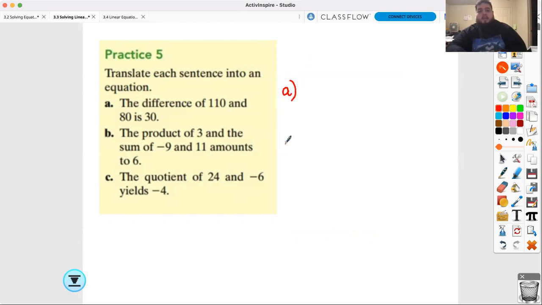So here's A, B, and C. I'm gonna give you guys about 3 or 4 minutes on this one. A and C are pretty easy. It's B that's the trickier one, but reread it and break it down, class.